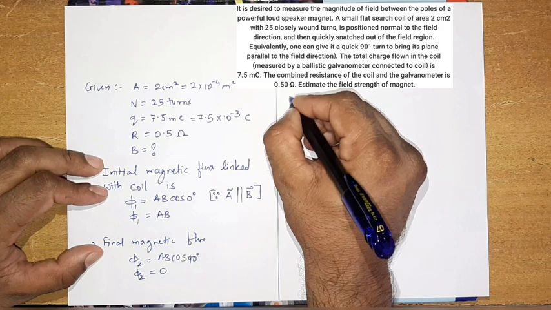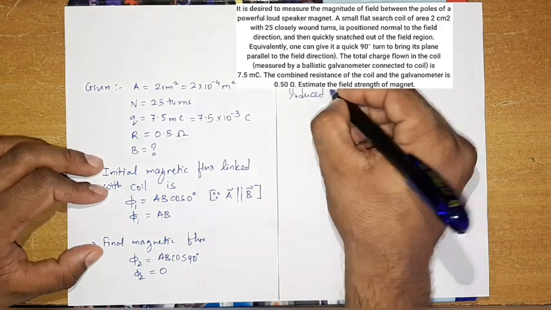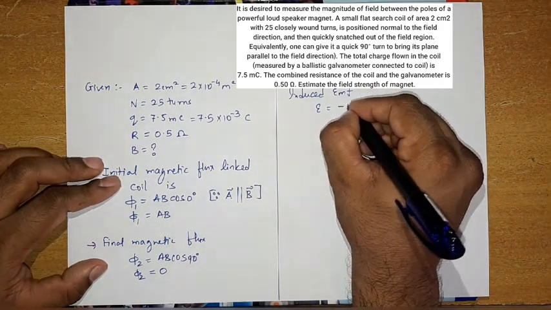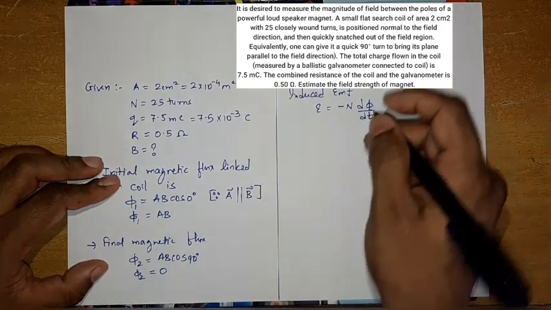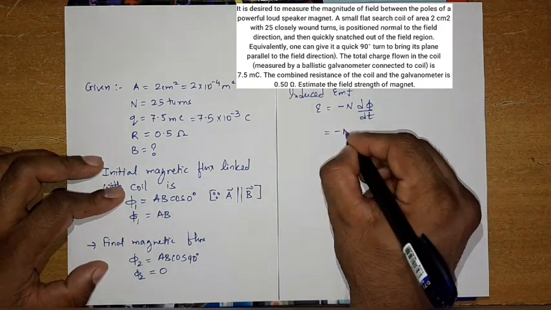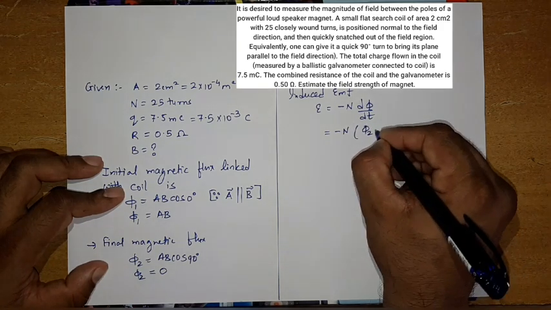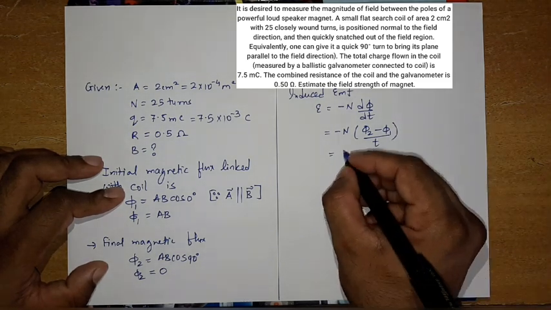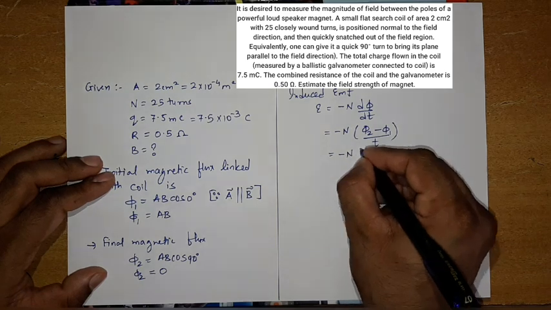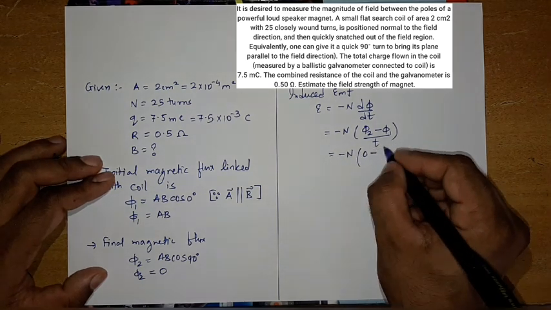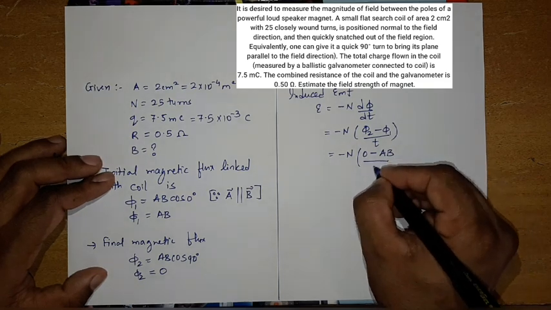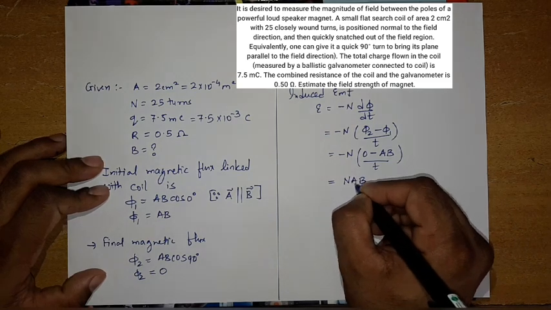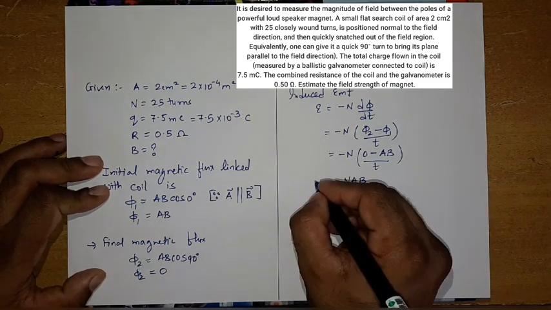And we have to find the induced magnetic field. For that, from induced EMF, epsilon is equal to minus N d phi by dt, which is equal to minus N times phi 2 minus phi 1 by time t. Now putting values, minus N, phi 2 is 0 minus phi 1 which is AB, by time t. So the final form is epsilon equal to NAB by t.